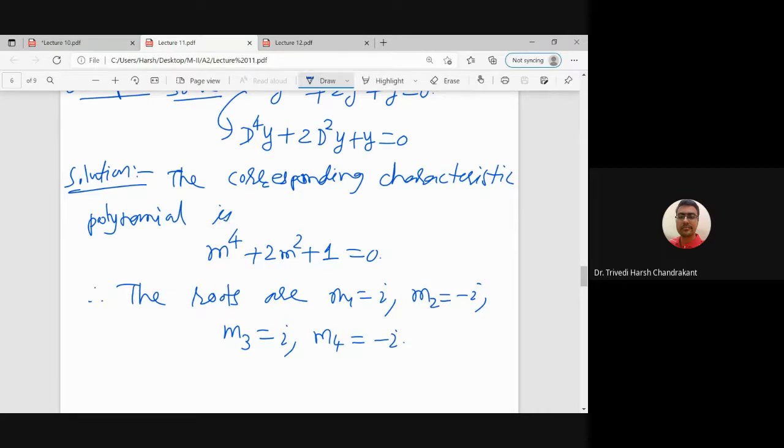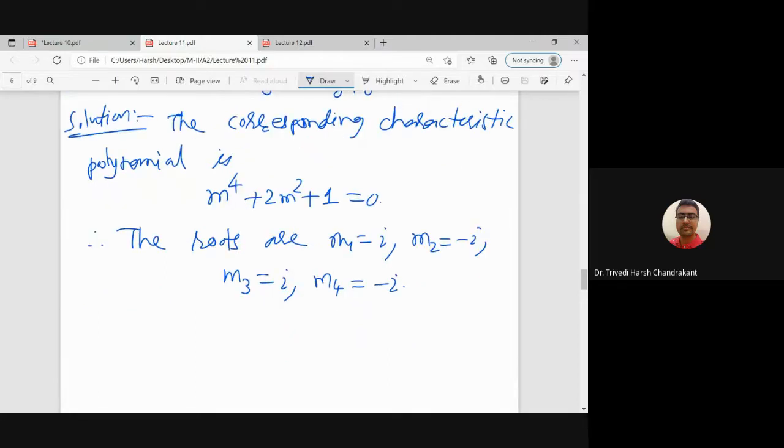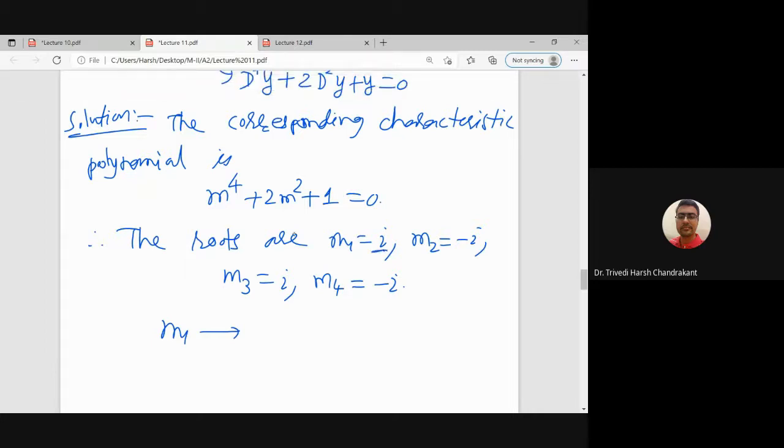And then we know that if the root is complex, what will be corresponding to m1? That is alpha plus i beta. So alpha is 0, beta is 1. That means e power alpha x cos beta x, beta is 1, so we'll get the cos x function. Right. And in the same way for m2, m2 is -i, so we will get sin x.